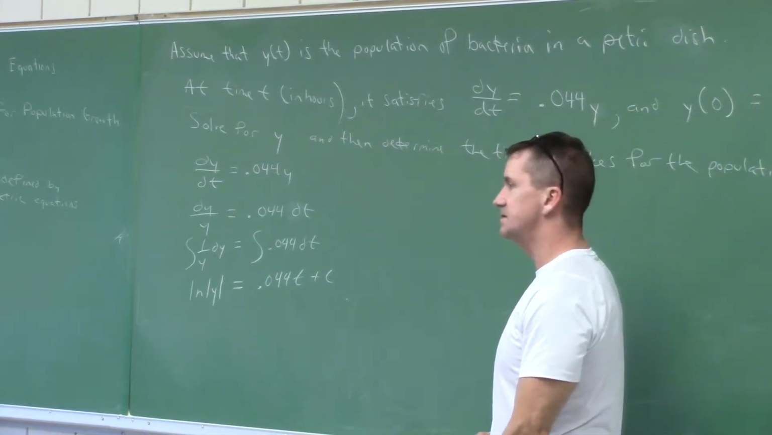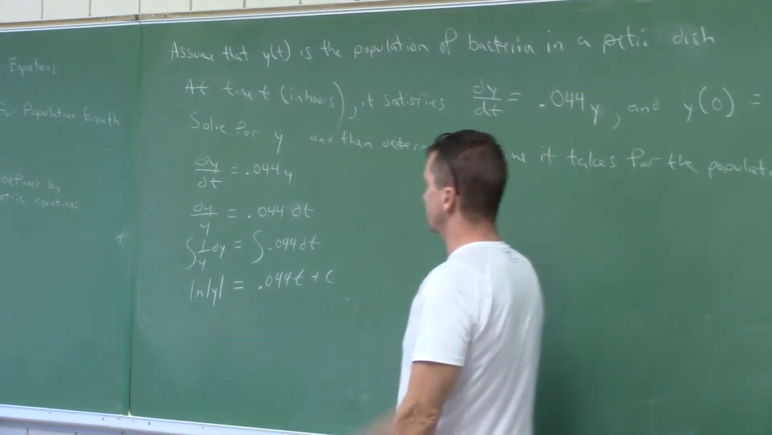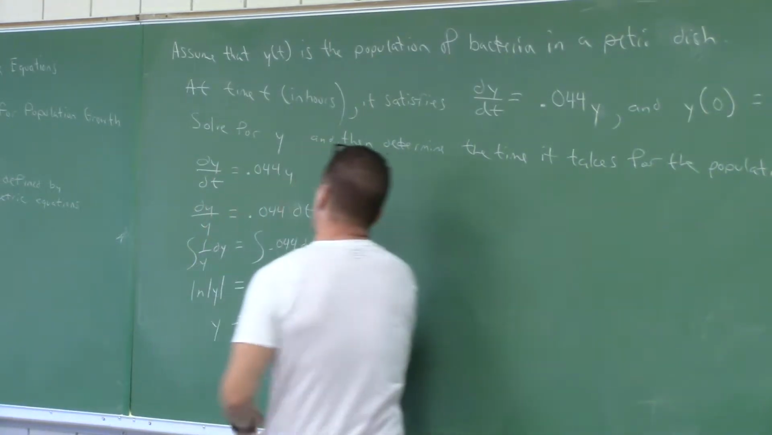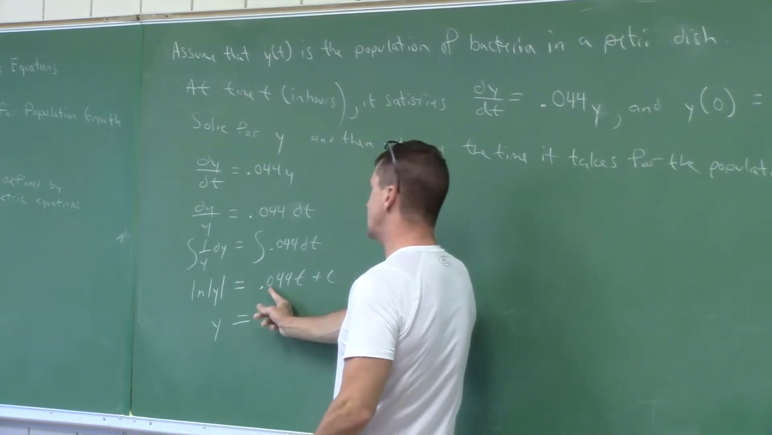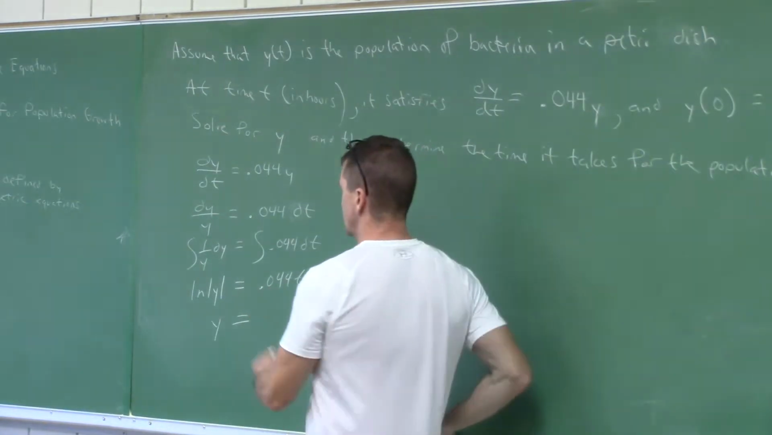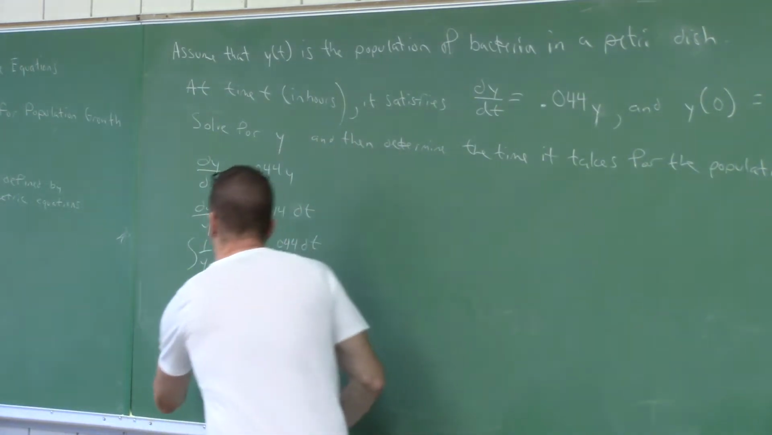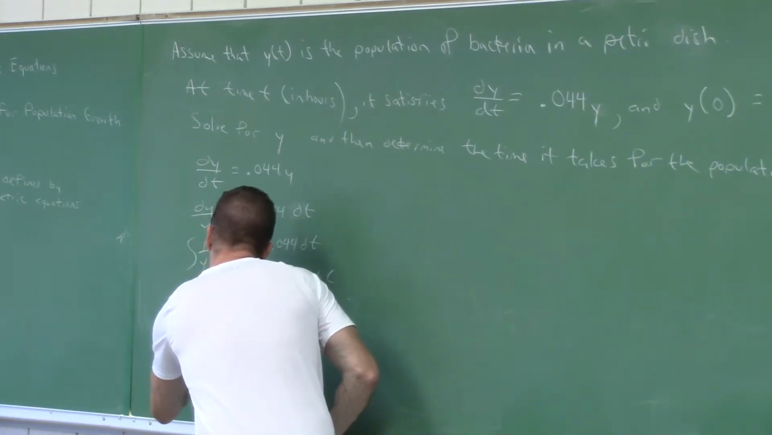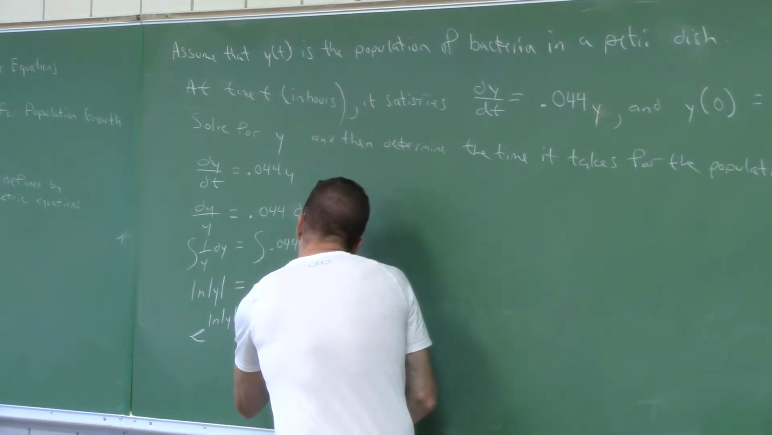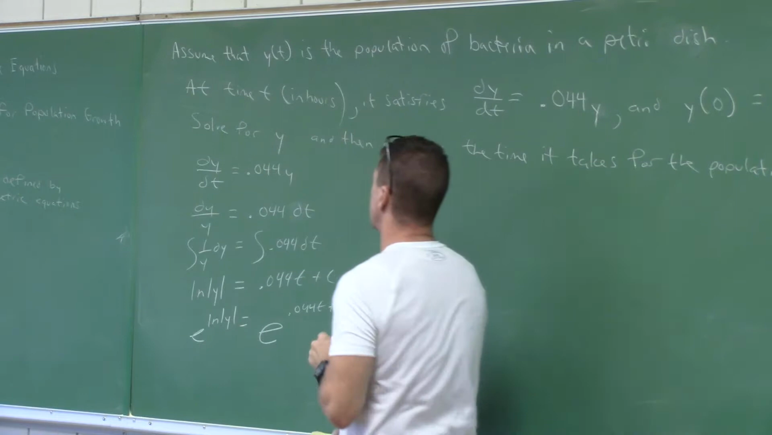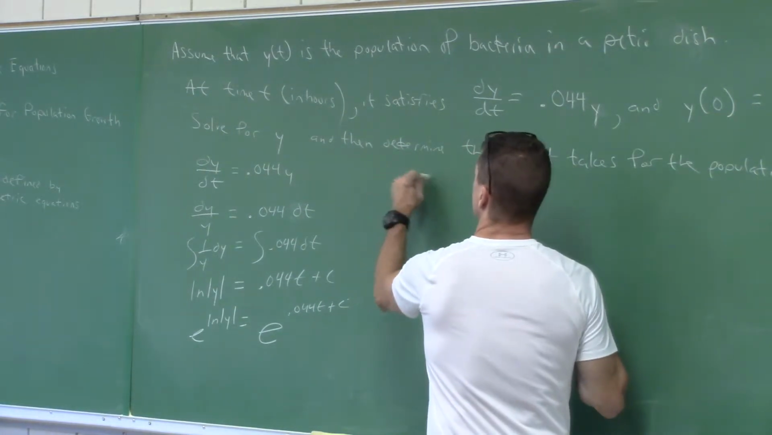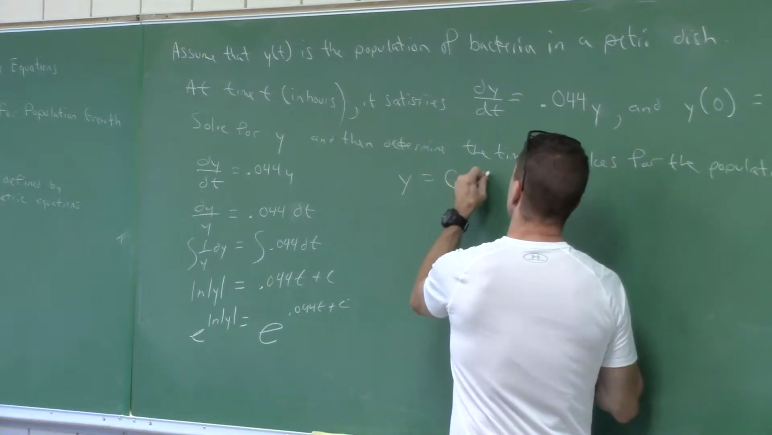E to both sides. Guess what we did in the last two problems? e to the ln y is y. e to the 0.044t plus c. I should write it though still. People are copying the notes. I want them to see this. So e to the ln y equals e to the 0.044t plus a little constant. Well, what's that turn into? C times e to the 0.044t.